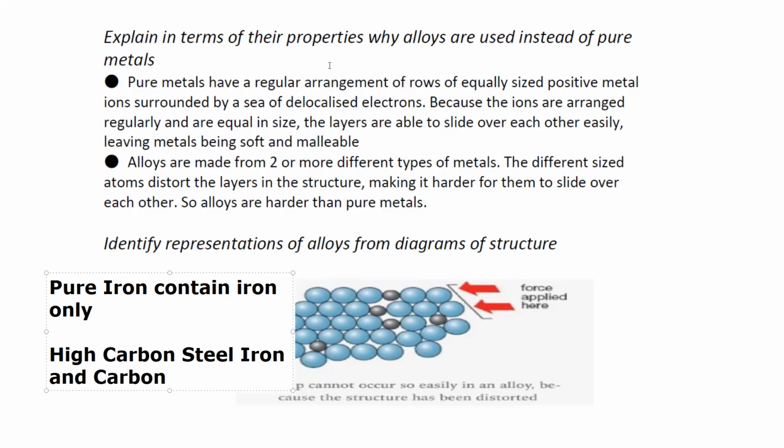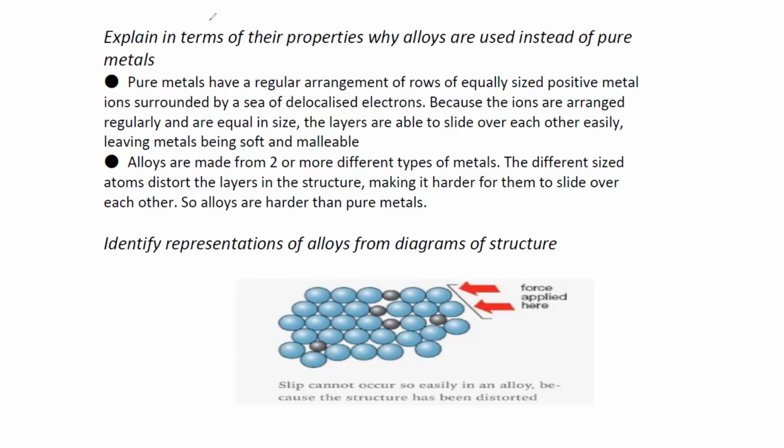Which one do you think will be harder, pure iron or high carbon steel? Which one will be hard or less malleable? Yeah, that's right. High carbon steel, because high carbon steel contains two different types of atoms, so their size will be different. So high carbon steel will be harder, and low carbon or pure iron will be softer, or we can also say malleable. So by increasing the amount of impurities, the iron will become harder, or alloys will become harder.